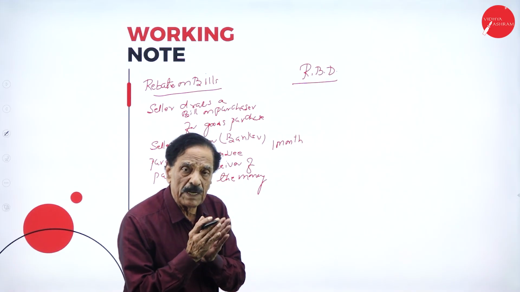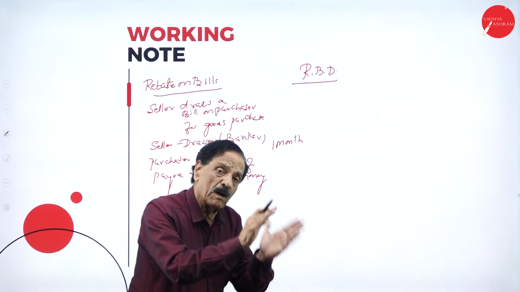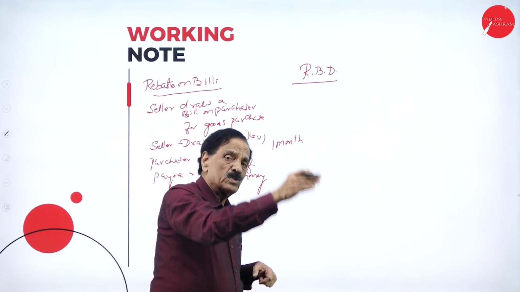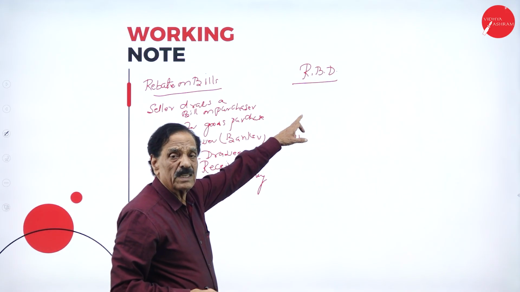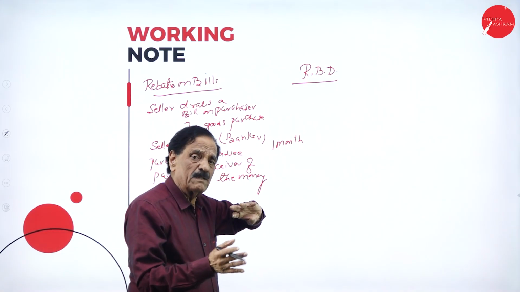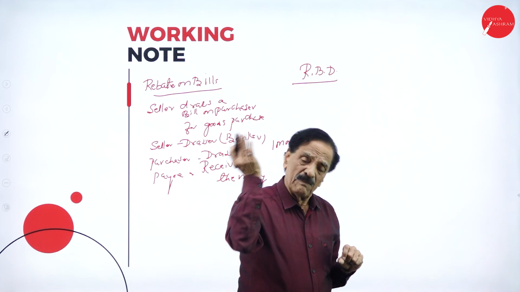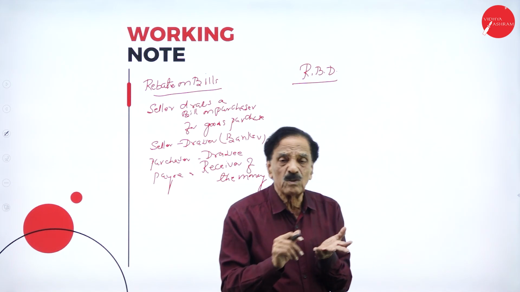How will RBD be treated? First, it will come under provision and contingency. Then it should be deducted from loans and advances. It should be deducted from advances: cash credit, bill purchase, overdraft, wherever we have them, we have to deduct. And what are the schedules?